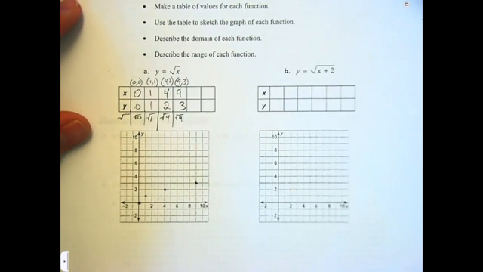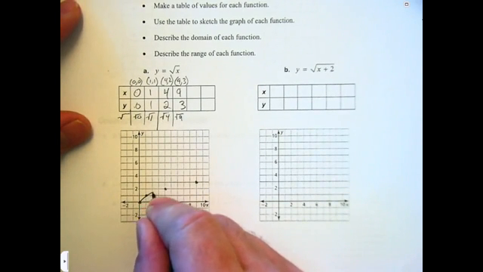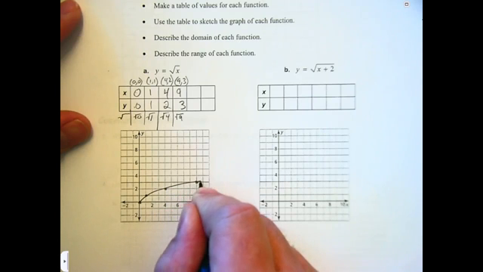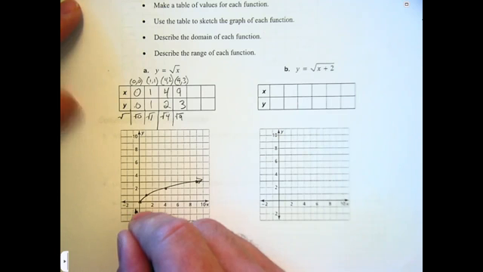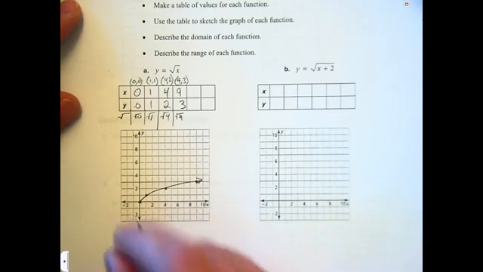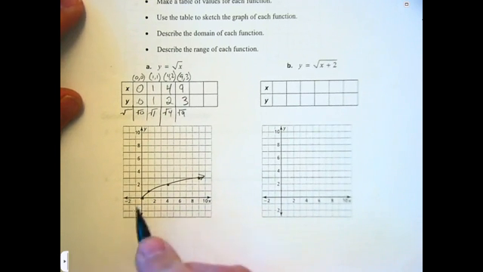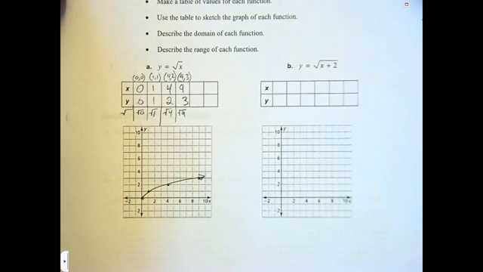Now, we know that this graph will keep going, so we put an arrow on the end. Does it keep going this way? Do I need an arrow down here? Tell your neighbor yes or no. Why? Why not? They say, yep, it will. I would say, nope, it won't. Why won't it?